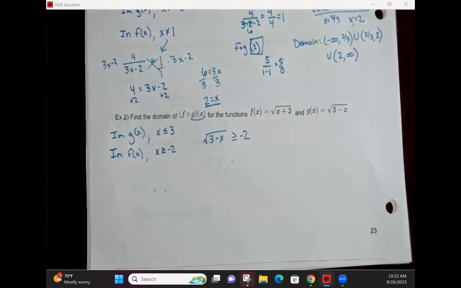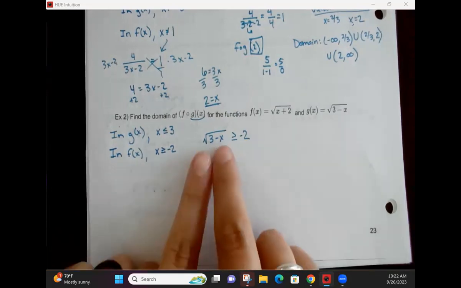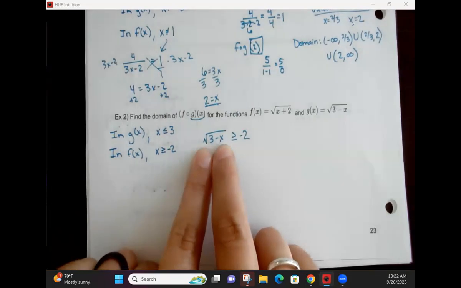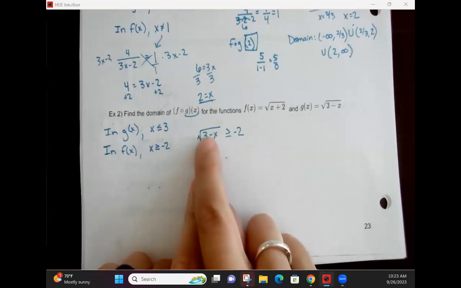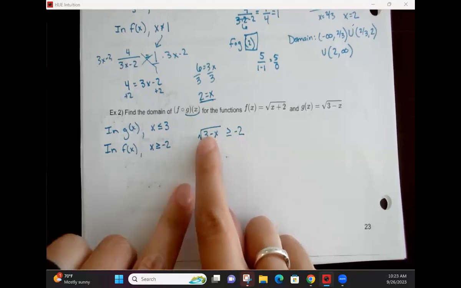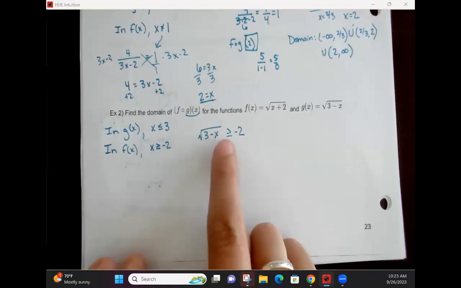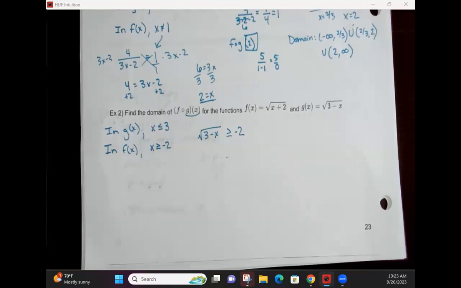Before we do anything, I want you to stop for just a second, put your pencil down, and think about this. We're talking in the real numbers. A square root being greater than a negative number. Something happens under that root. I take a square root and I get bigger than -2.